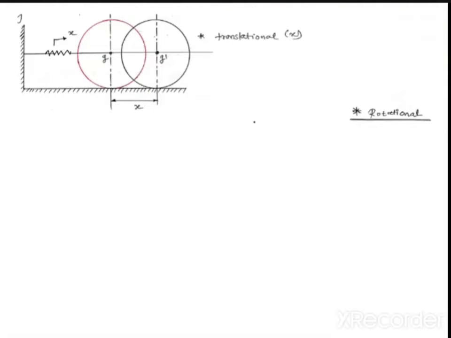What will happen? See, this is exactly happening. What does translation mean? Initially, your center was here. The center went to G dash. Okay, R is not varying.